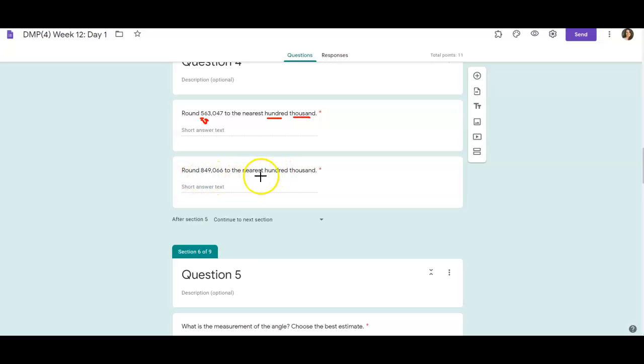Same strategy for the second one. Round 849,066 to the nearest 100,000. Brain says 8. Look at the 4. Oh, that's the end of one of the class periods. And round it to either 800,000 or 900,000.